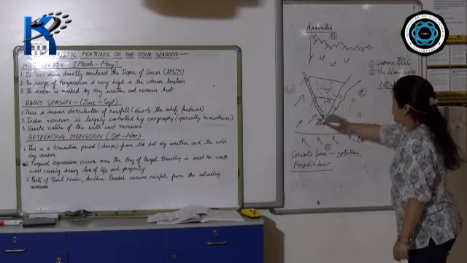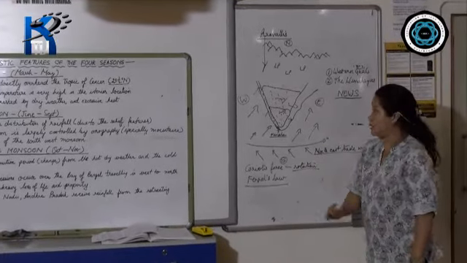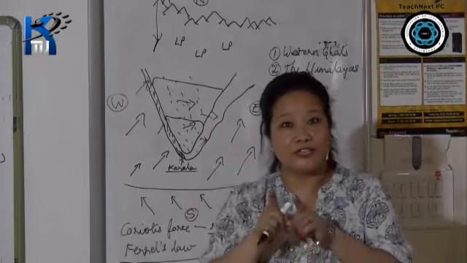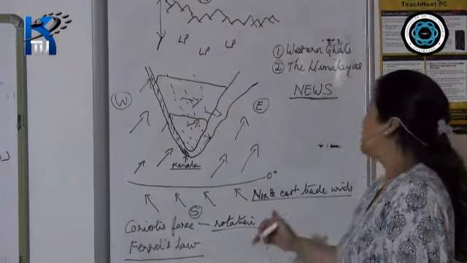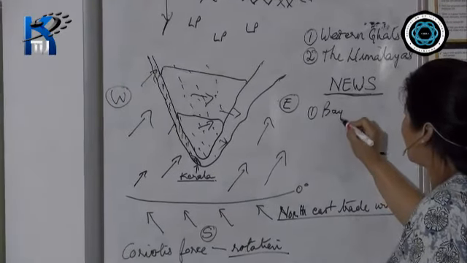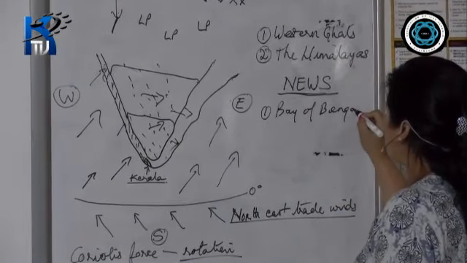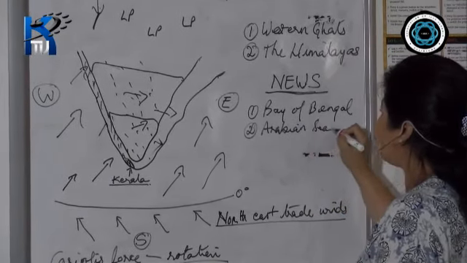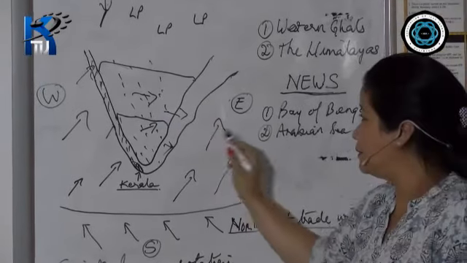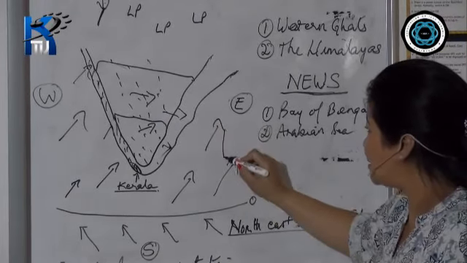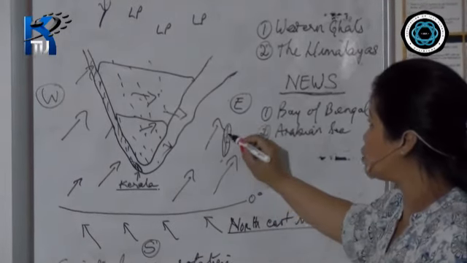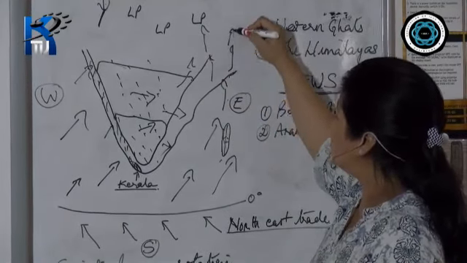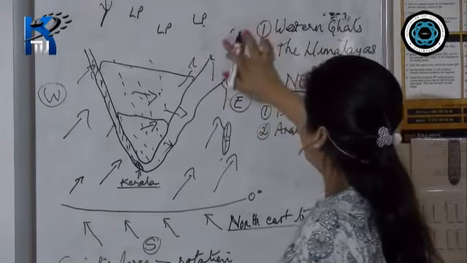Now, this peninsula structure is responsible for the monsoon dividing into two branches. One is the Bay of Bengal branch, and the other one is the Arabian Sea branch. From the Bay of Bengal, you have the Andaman and Nicobar Islands here. They are the first to get it, and the winds move up in this particular manner, till here.